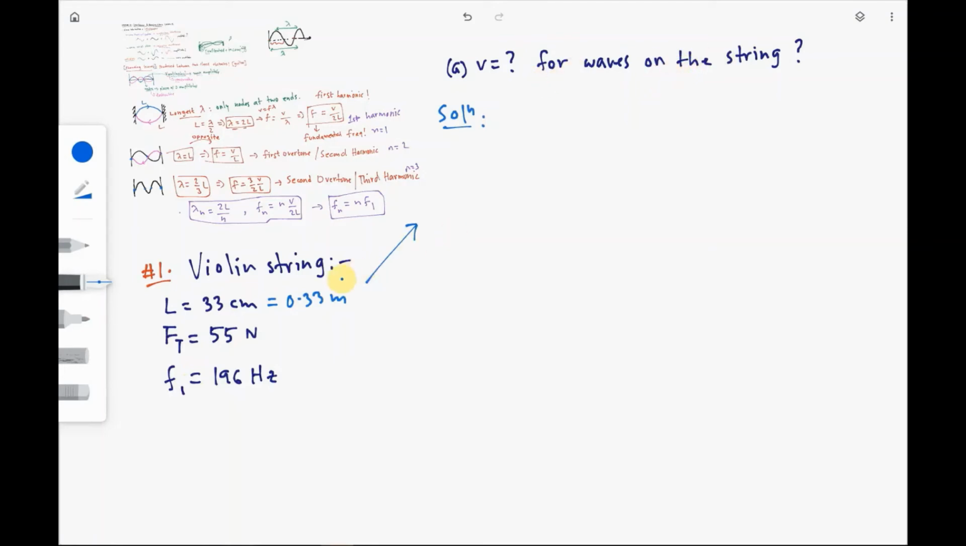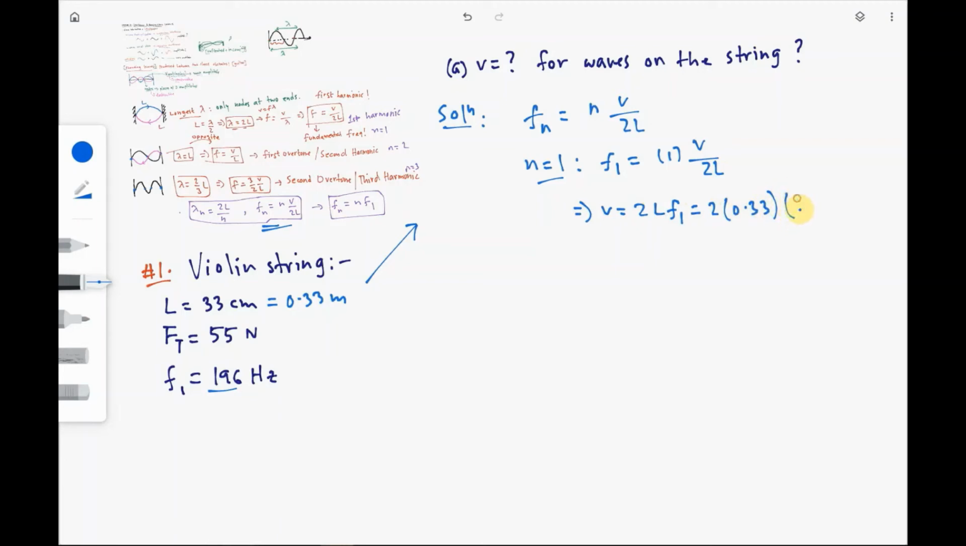Given the information we have, how can we find the speed? Well, we know that speed is connected to frequency, and we know the fundamental frequency of the string. So we can directly use Fn equals n times V over 2L. For the fundamental frequency that we know, n equals 1. Therefore, F1 is equal to 1 times V over 2L, and we solve for V. V is 2L times F1. 2 is a constant, L is 0.33 meters, times F1, the fundamental frequency given to us to be 196 hertz. Therefore, the speed of waves produced on the string is found to be 129.4 meters per second. So pretty fast. There's a second part to this question now.